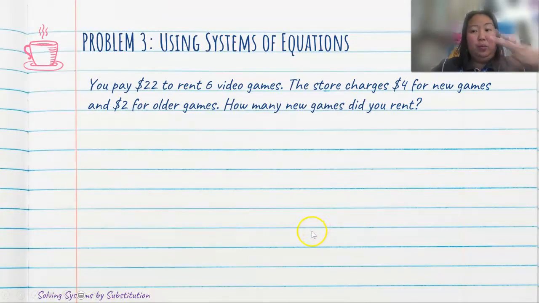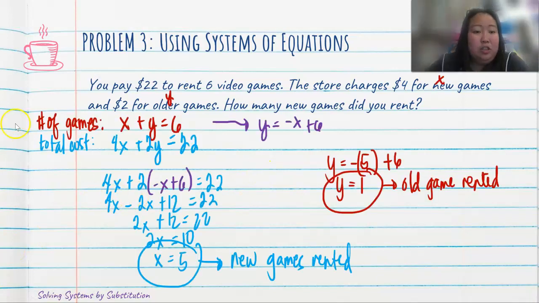All right. So let's see our next example. All right. So pretty much the same idea. Go try this one out on your own. So it's pretty much the same as the previous example. So you have the number of games rented, x plus y equals 6. Total cost, it will be 4x plus 2y is equal to 22.